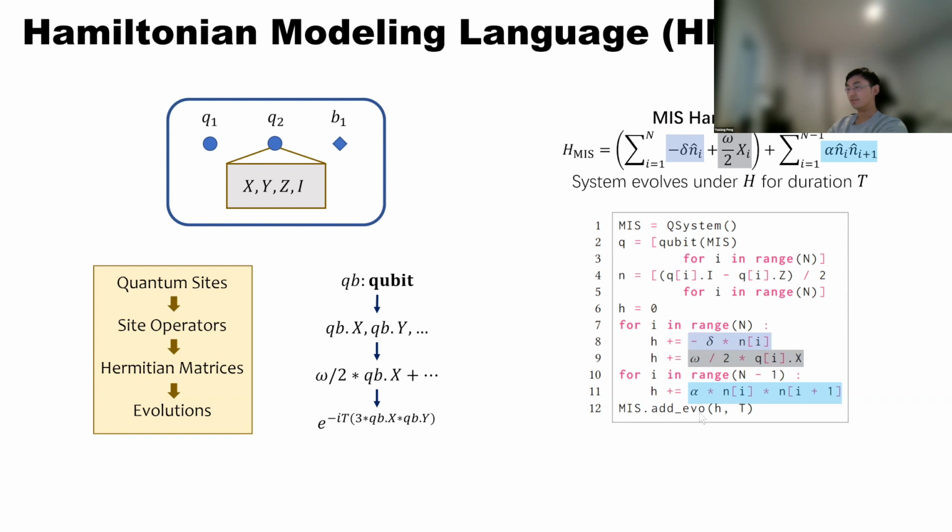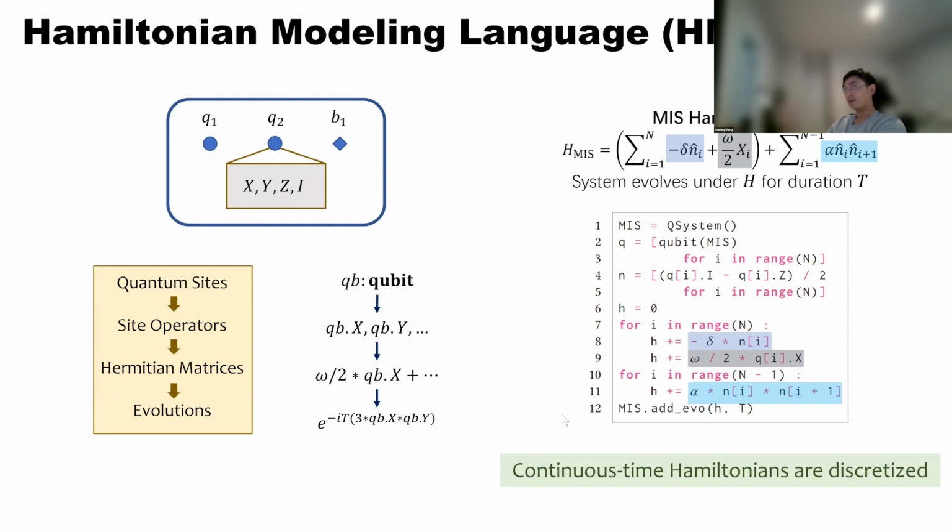Lastly, we add the evolution here for a constant Hamiltonian H evolving for time t, and this can be added to the system. And basically, the system now stores all the information about the target system you want to simulate. Another feature here is that continuous time Hamiltonians are hard to compile, so we discretize all the continuous time Hamiltonians into many piecewise constant Hamiltonians and program in this way. We provide a syntax sugar to automatically discretize continuous time Hamiltonians in our repo if you want to check.